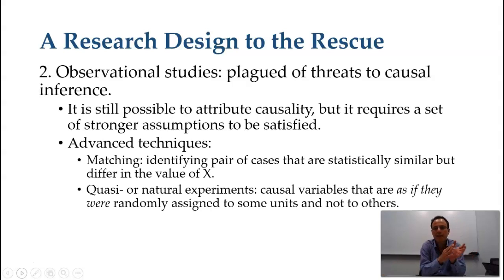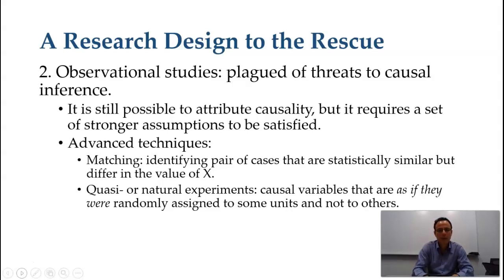There are advanced techniques such as matching. Matching uses statistical methods to identify pairs of cases that differ only in the presence or not of the causal variable of interest, the presence of X. In such a way we control for C, I'm sorry.